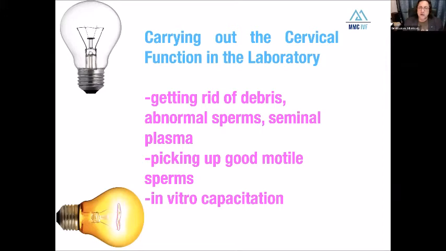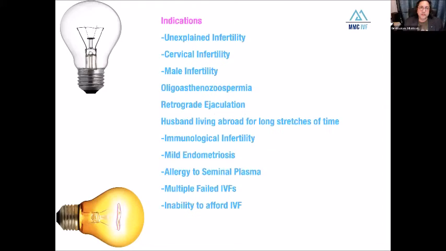We get rid of the cellular debris, abnormal sperms, seminal plasma. We pick up the good motile sperms, and using some special liquid or culture media, we do an in vitro. In vitro is outside the body. We do an in vitro capacitation. We start a chemical reaction in the sperms that makes them imminently ready to fertilize the egg, which lies waiting for them in the fallopian tube.